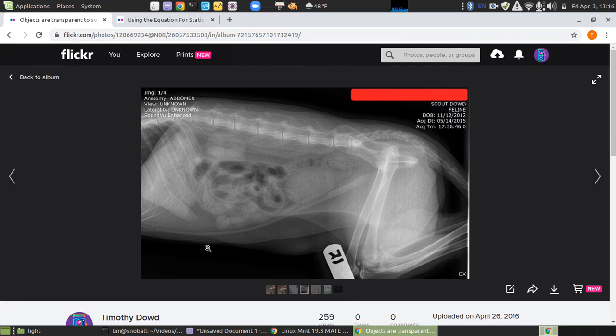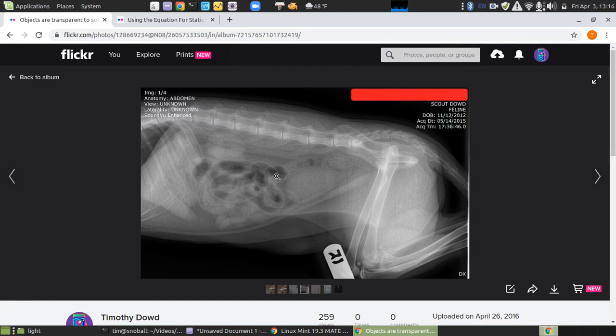So this X-ray is of my wonderful cat Scout back when she ate a ribbon. And that can actually be really dangerous to cats and dogs because it can lead to intestinal blockage and rupture, which could be fatal. So when we talk about risk, the risk of not knowing what was going on in her body was worse than taking an X-ray.